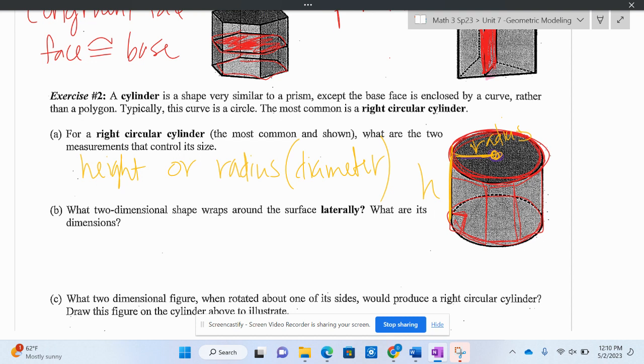What two-dimensional shape wraps itself around a cylinder? Let's look at the coffee canister. Perfect. So what shape actually is wrapped around a cylinder? Well, would everyone agree that this is a cylinder? Yes? Okay. If I were to take this piece of paper, what kind of paper is this? What's its shape? What did you say?